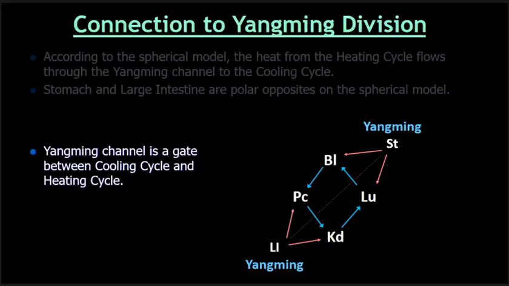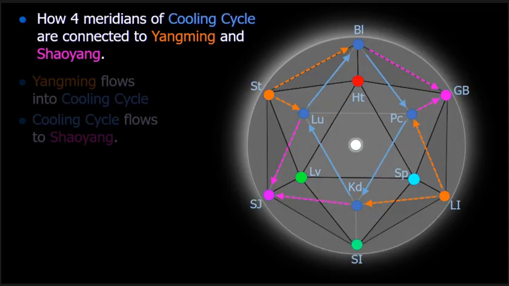Yangming channel is a gate between the cooling cycle and heating cycle. Just like the Shaoyang is a gate, the Yangming channel, Yangming division, is also a gate. So you have two gates. We're going to be looking into this now and seeing how these develop a dynamic. So how the four meridians of cooling cycle are connected to Yangming and Shaoyang.